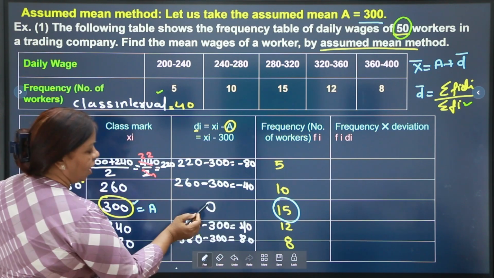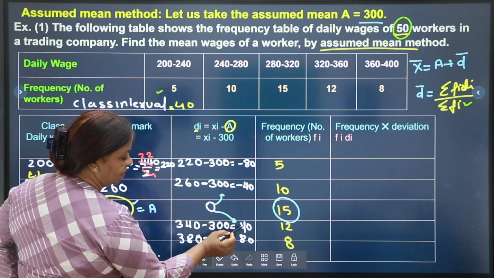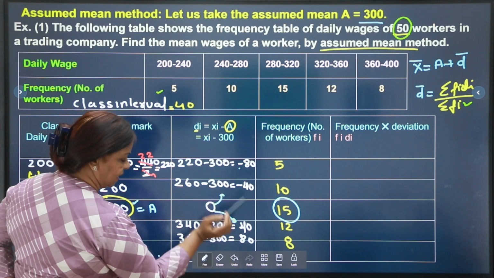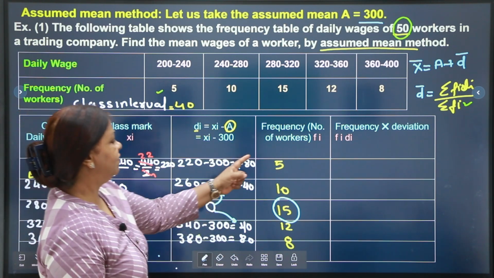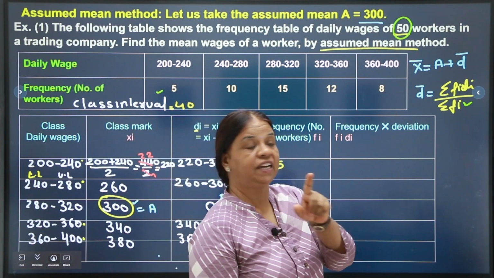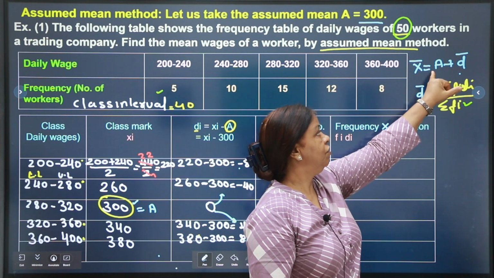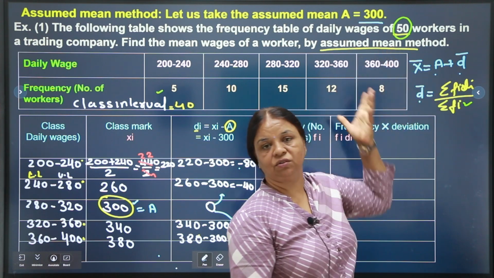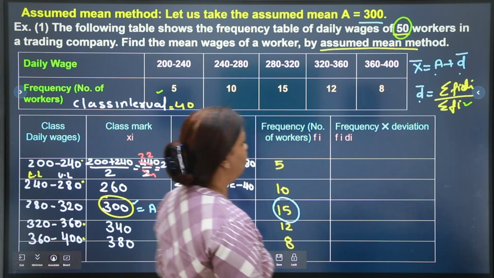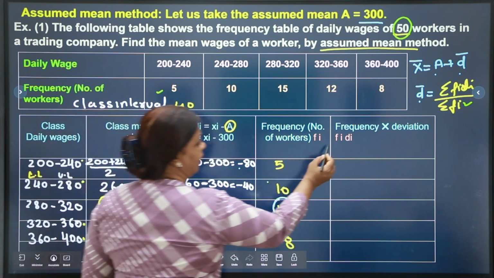See children, here above 0 and below 0, it is minus then plus. Minus 80 then plus 80. Okay. Now we will find out summation of FiDi. Why do we want to find out summation of FiDi? Because we want to find out bar D. Once we get bar D, we know A, then we can find out the mean. So first we will find out summation of FiDi.